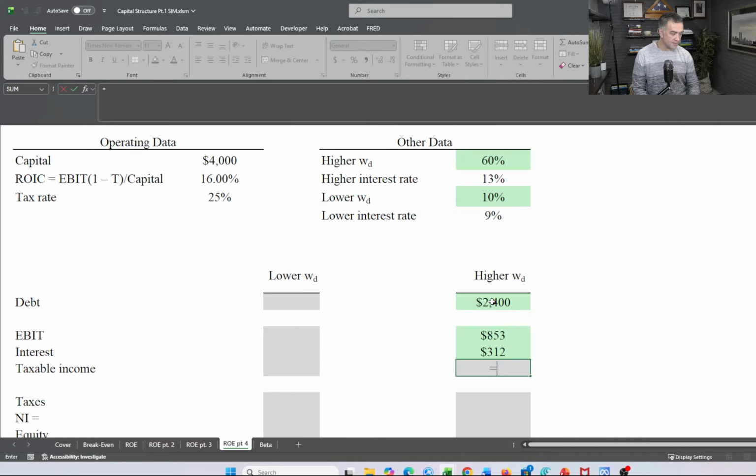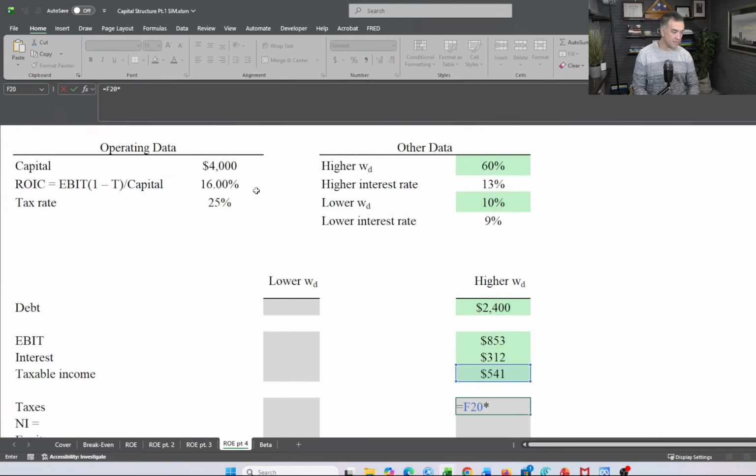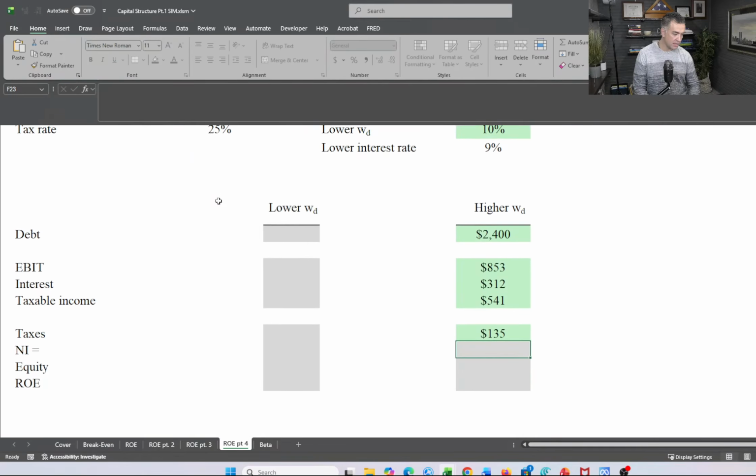And then we got taxable income. Well, I'm going to take my EBIT and subtract out the interest. Now we want to find out the taxes. Well, I'm going to take our EBT and multiply it times the 25%. Next is our net income, and that's going to be our taxable income minus our taxes.